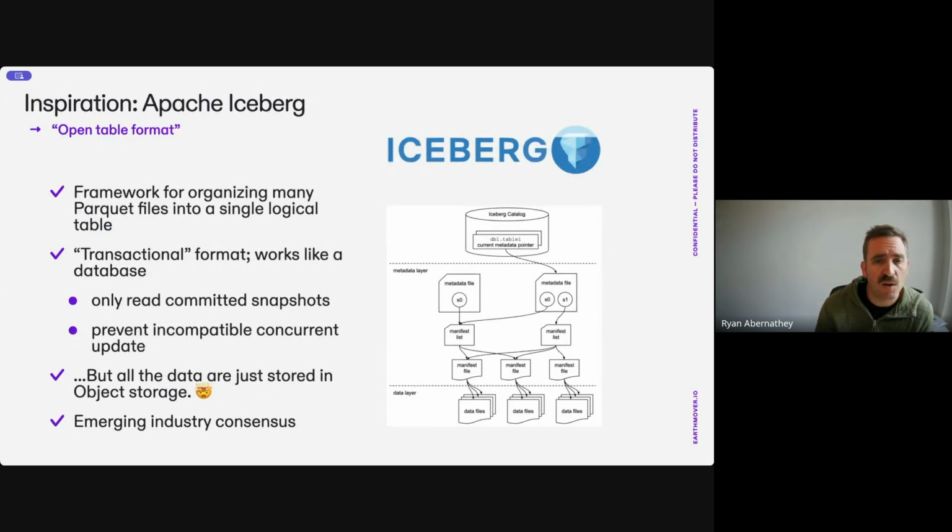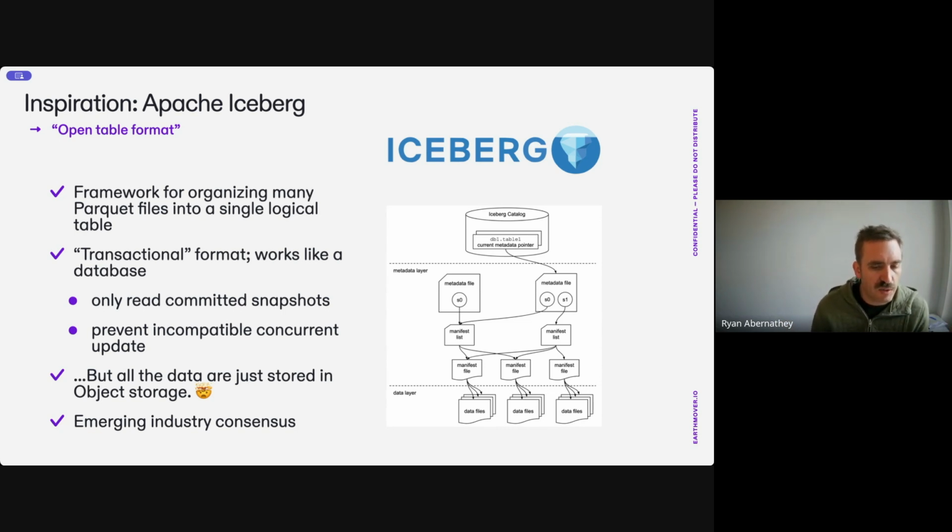Icechunk was directly inspired by something called Apache Iceberg. Show of hands, not if you've heard of Iceberg, but if you have actually read or written an Iceberg table. So Iceberg is what's called an open table format. It is a framework for organizing basically many Parquet files into a single logical table that looks and feels like a database, but is just stored on object storage. And so Iceberg does this through clever usage of metadata files that track the actual data files that are being written and read.